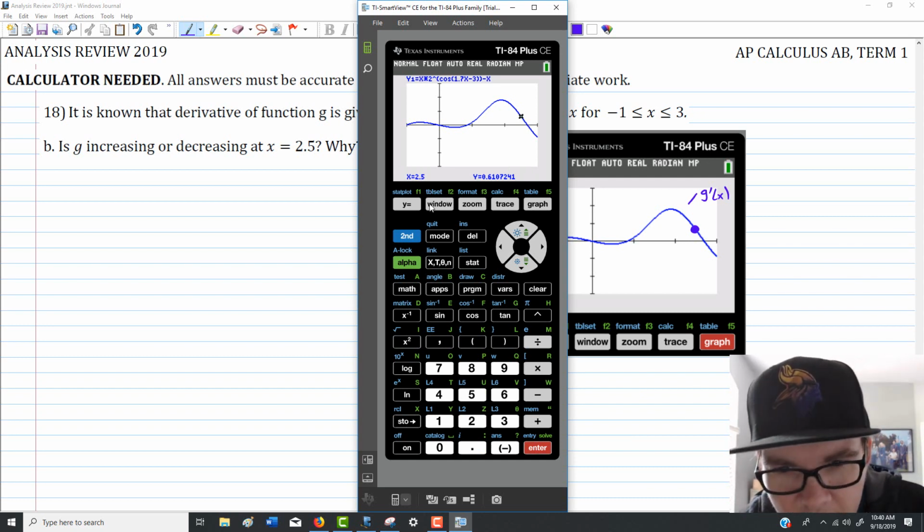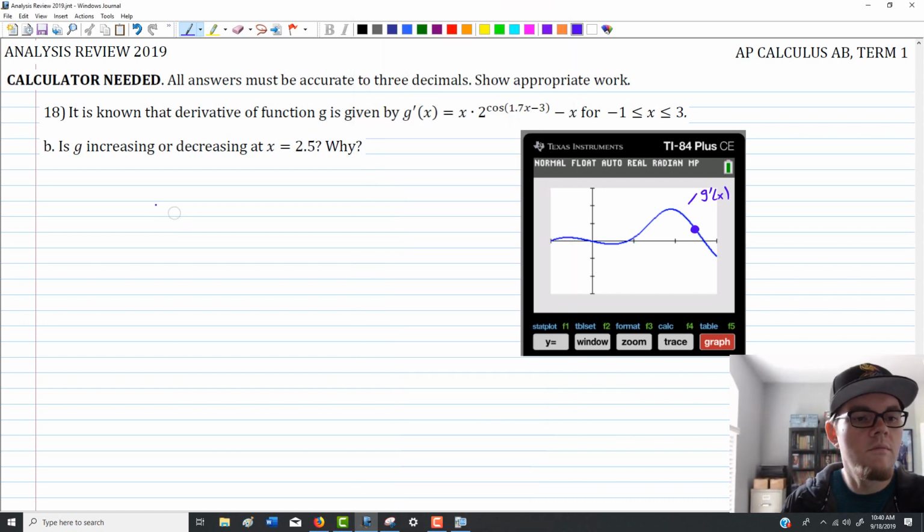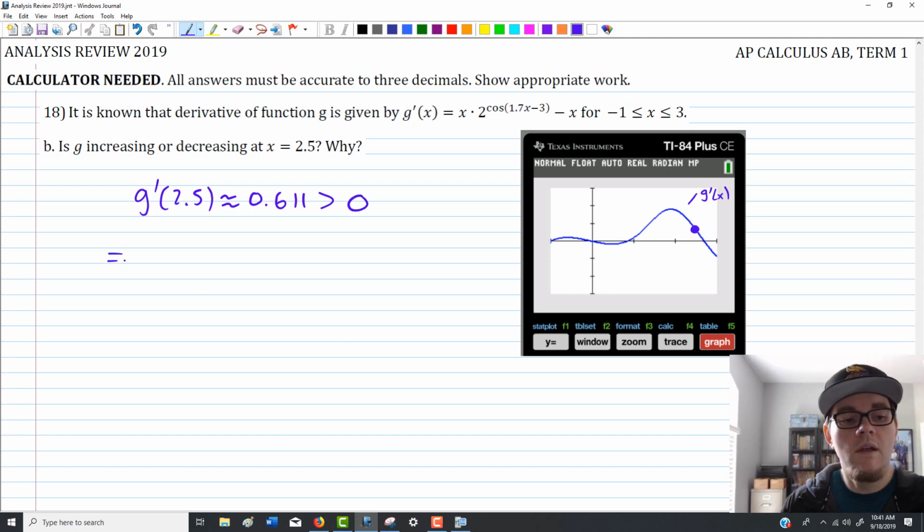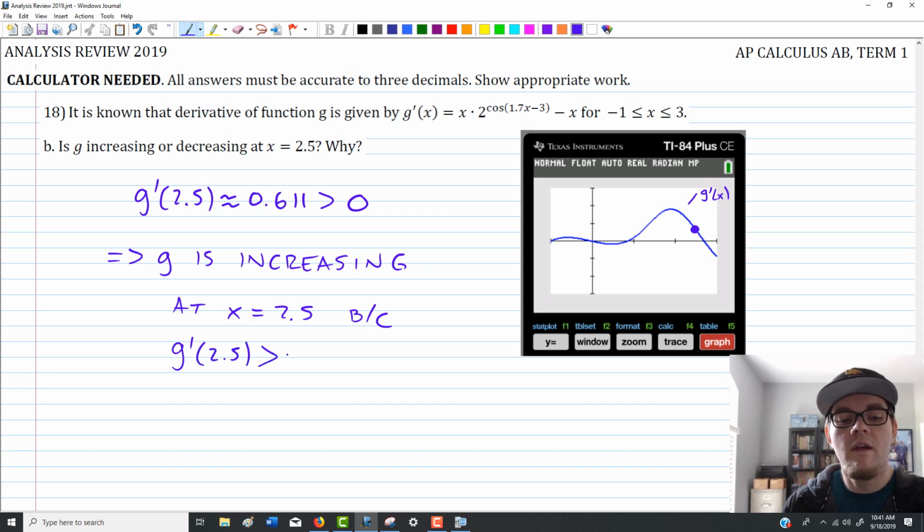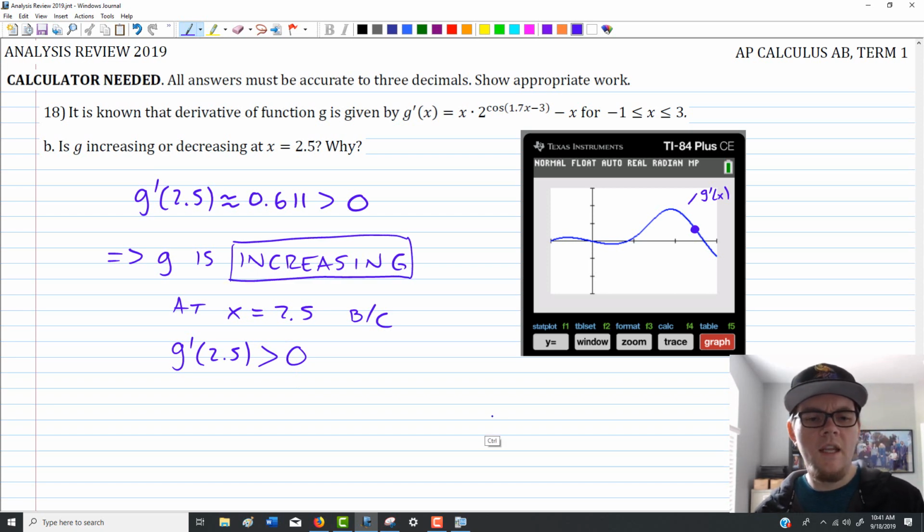So G prime of 2.5 is 0.611. And the important thing about that value is that it's greater than 0. This tells us that G is increasing at x equals 2.5. And our reason would be, exactly what we said earlier, G prime of 2.5 is greater than 0. So there is our work. And again, just using a quick picture of the graph, we could quickly identify what was happening here, and we could then go forward and justify our answer.